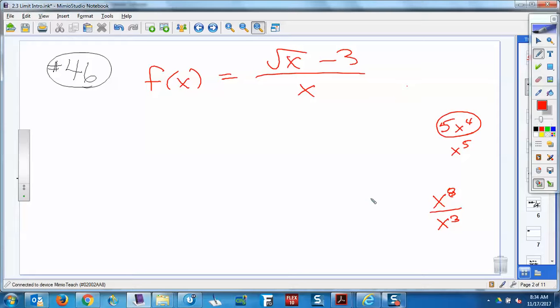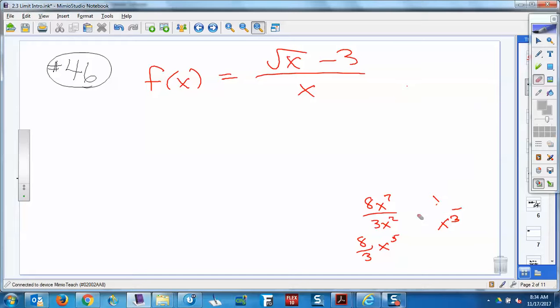But if I do this and do 8x to the 7th over 3x squared, that gives me 8/3 x to the 5th. Well, that is not the right answer. So you cannot just do the derivative up here and the derivative down here. It doesn't work. So it's the same thing with times that we talked about yesterday. You can't do it with multiply or divide.